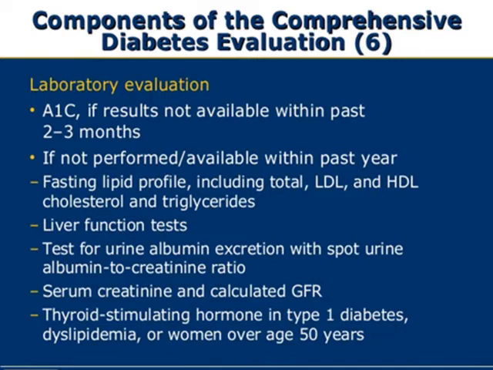Fasting lipid profile, including the total cholesterol, LDL, HDL cholesterol, and triglyceride. Liver function test and test for urine albumin excretion with spot urine albumin to creatinine ratio, which is also called the ACR, is important for the early diagnosis of nephropathy. Serum creatinine and calculated GFR are used for the measurement of the renal function. Thyroid stimulating hormone in type 1 diabetes or patients who have dyslipidemia or women over the age of 50 years, it is preferable to be done also.